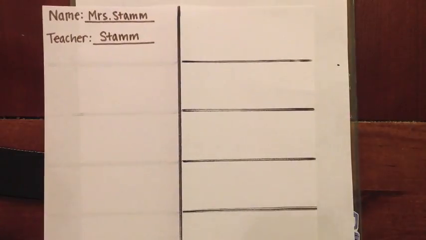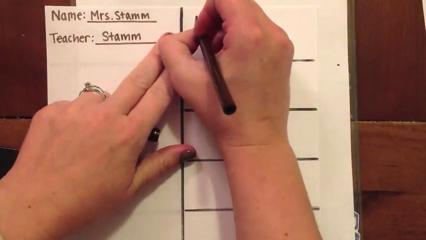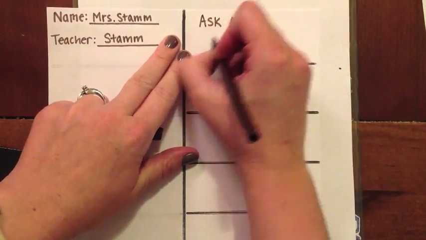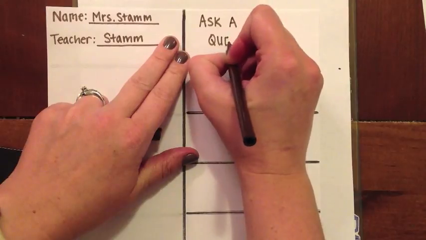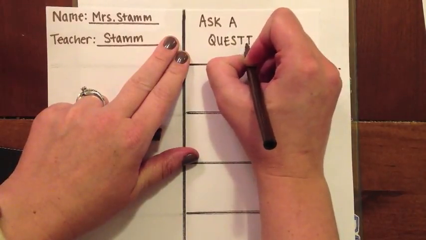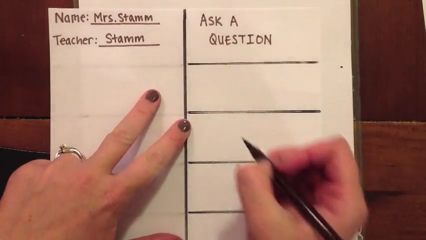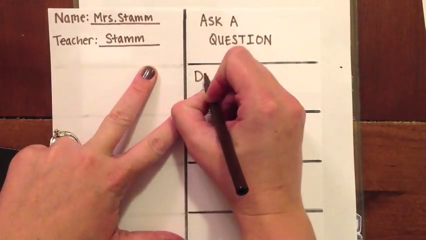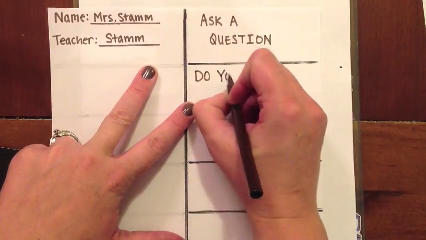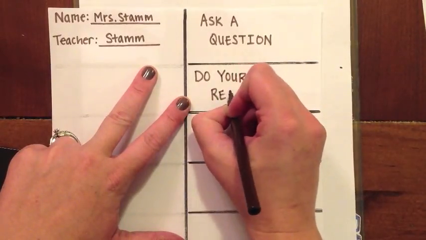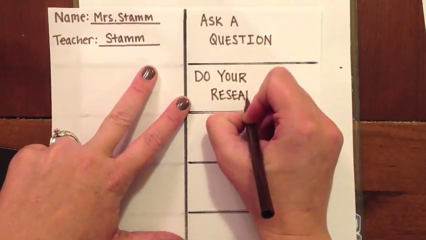Alright, the very first section of our foldable and the first step of the scientific method is to ask a question. So go ahead and write, ask a question. This is the first step of the scientific method. The second step is to do your research. So write, do your research.